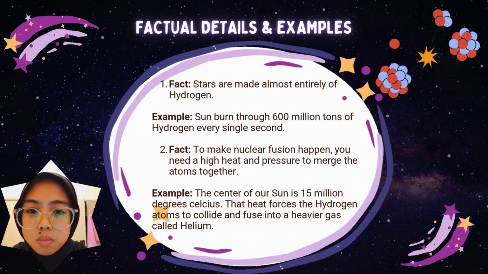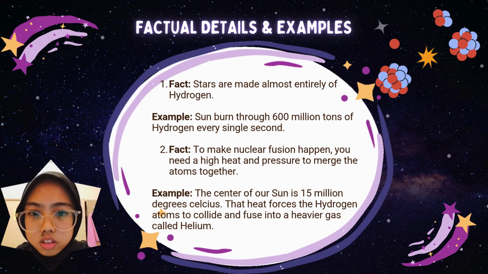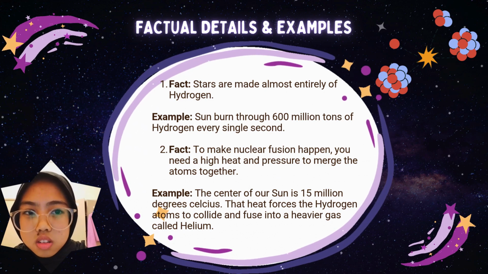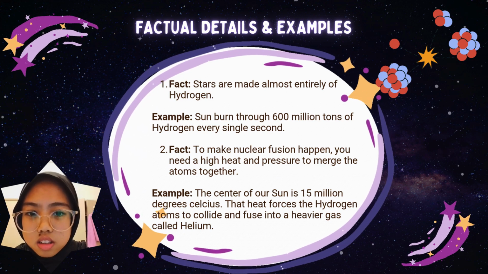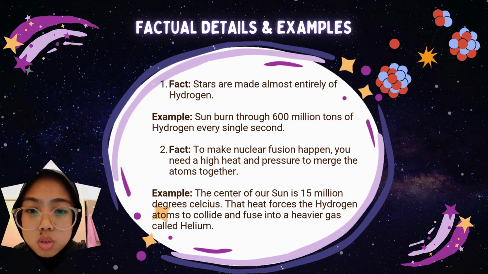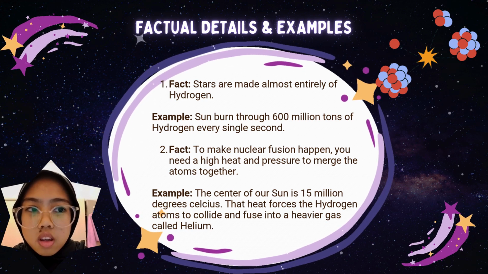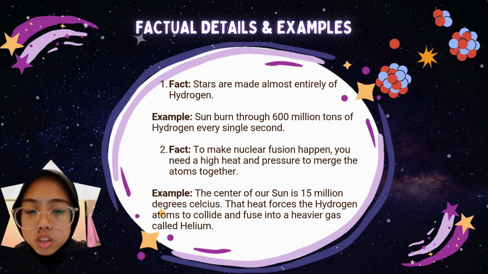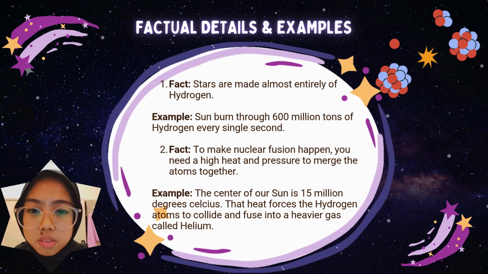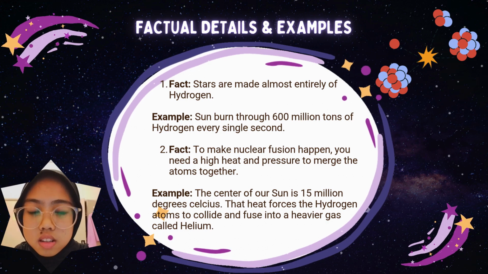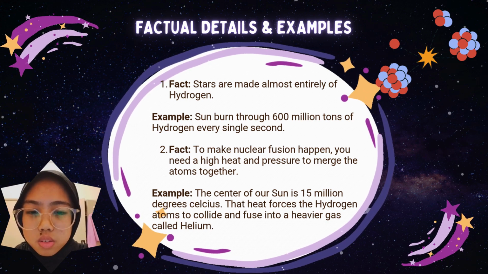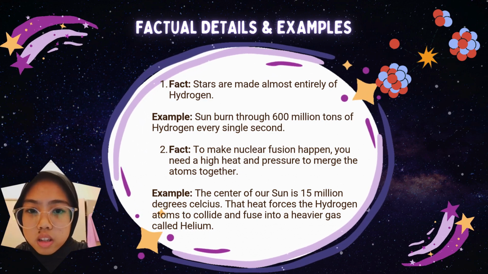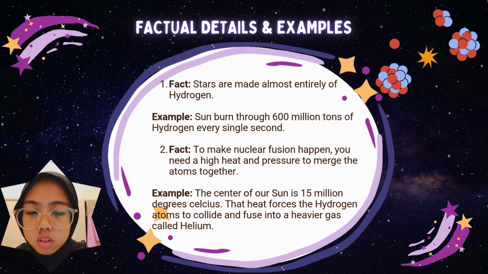Firstly, stars are made almost entirely of hydrogen. Did you know? The sun burns through 600 million tons of hydrogen every single second. The second fact is that to make nuclear fusion happen, you need high heat and pressure in order to merge the atoms together. For example, the center of our sun is 15 million degrees Celsius. That heat forces the hydrogen atoms to collide and fuse into a heavier gas called helium.